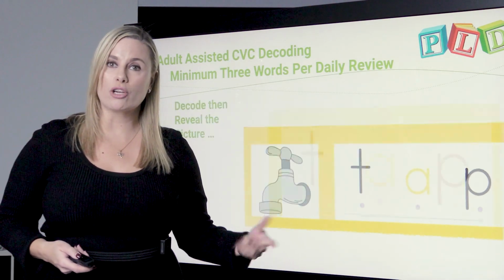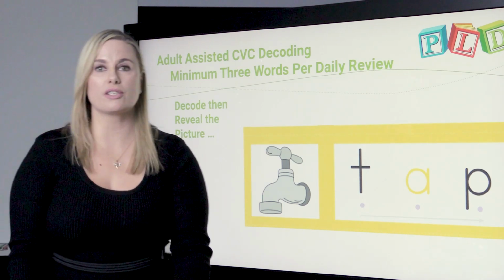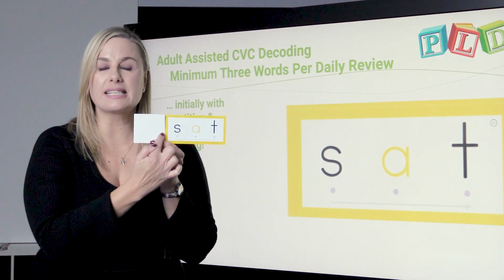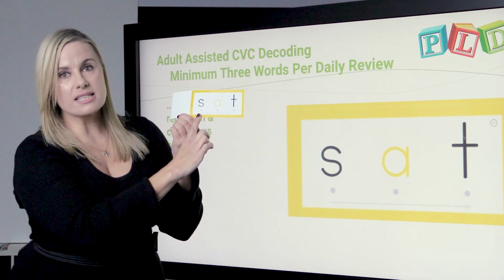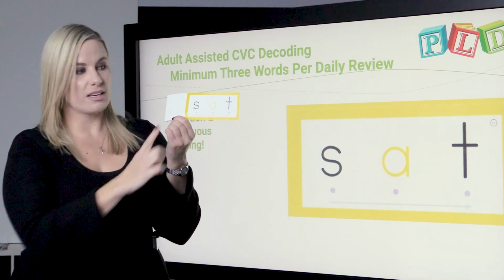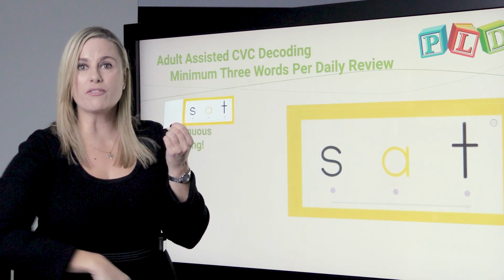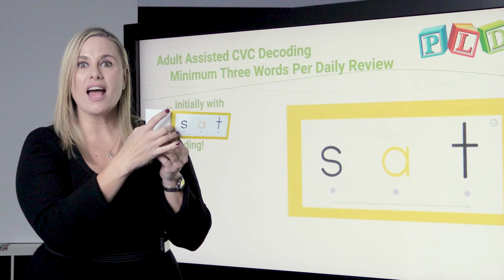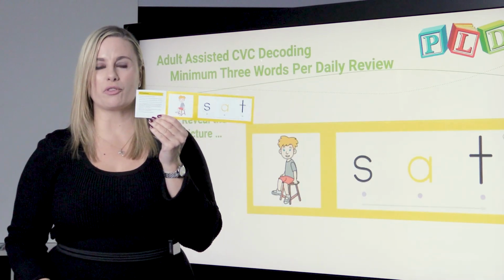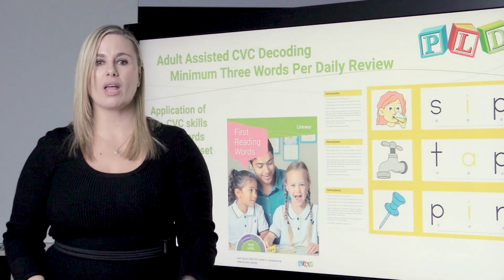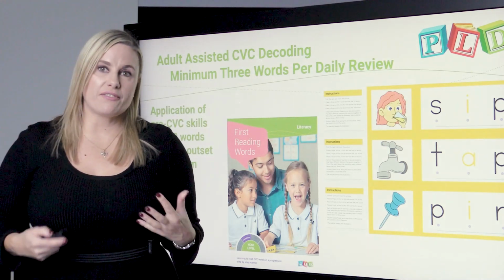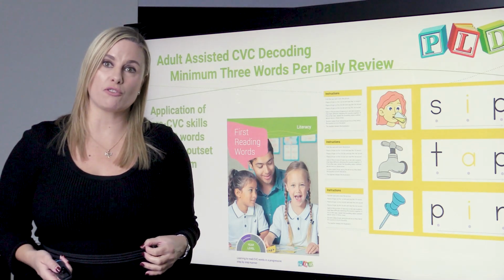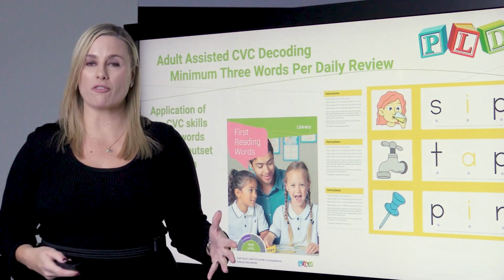When the children are able to decode, you reveal the picture. So for example, I have the word sat. Sat. Let's have a go at putting those sounds together, push them together. Sat. Word is sat. Amazing. I'll reveal the picture so the kids can see. Adult-assisted CBC decoding gives the practice of applying the pre-CBC skills of blending to CBC words right from the outset of term 1.